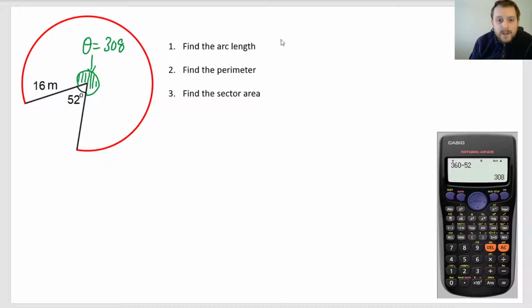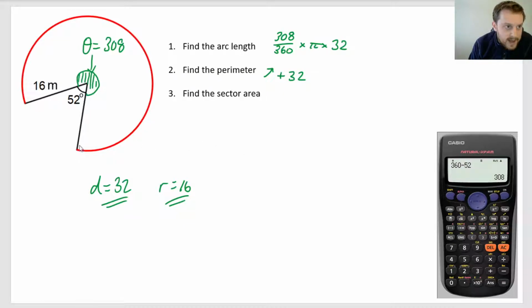And then it's the same idea as before, right? It's 308 out of 360 times by pi times by 32, because the diameter for us is 32 and the radius for us is 16. So you've got to be very careful what you're using. At this stage, I'm not going to type the answers into the calculator. You can definitely do that, and I don't want the video to be too long. The perimeter will just be this plus 32, because I'm going to be adding a 16 and adding a 16. And then the sector area will be 308 out of 360 times pi times by 16 squared.